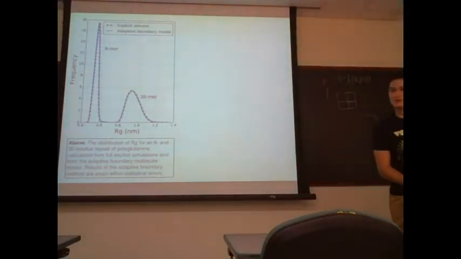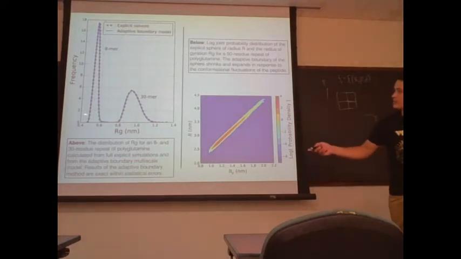If you guys are curious about its performance, the details here don't matter, but if you look at the radius of gyration of that polymer and how often it's observed, you can do an explicit solvent, so a really big box, and just brute force it, and compare it to the method that I just showed. According to this, it's pretty good for a 30 segment chain.